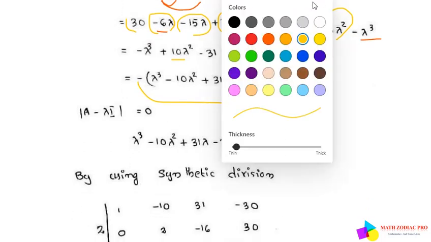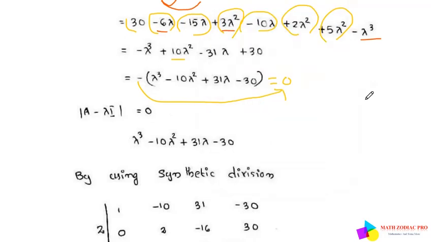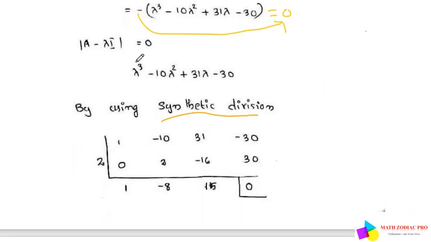So using another method, synthetic division. Here we are using the synthetic division method. Here the coefficients are 1, minus 10, 31, minus 30. At last we have to find the remainder equal to 0. Here the constant is minus 30, so we will test the factors of 30. Suppose it is 50, then we have to test the factors of 50. We can take any method to find this.